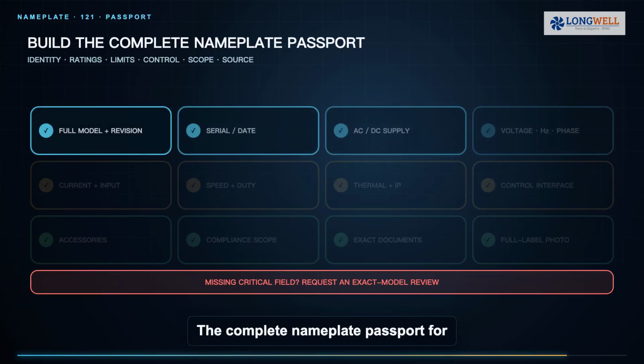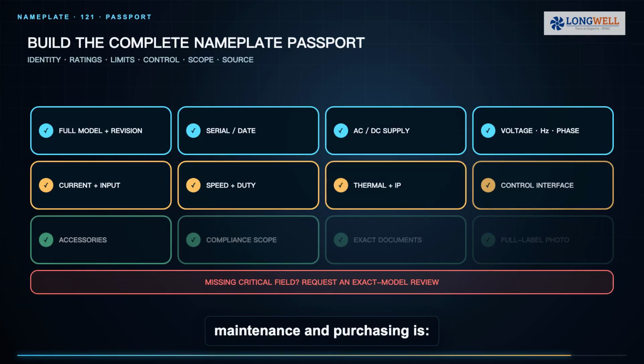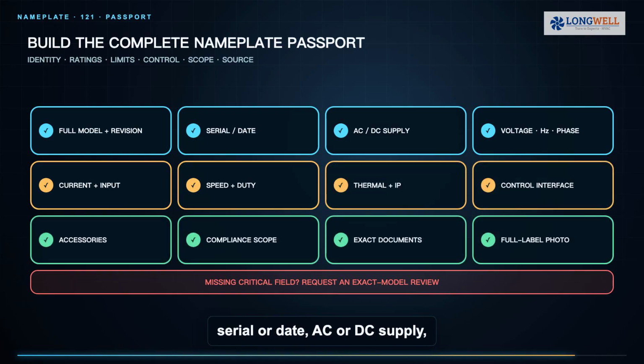The complete nameplate passport for maintenance and purchasing is full model and revision, serial or date, AC or DC supply, voltage, frequency and phase, current and input power, speed and duty, thermal and environmental classes, control interface, required capacitor or accessories when documented, compliance scope, and the exact supporting documents. Save the full label photo. If a critical field is missing or illegible, ask for an exact model review instead of borrowing a value from the nearest match.